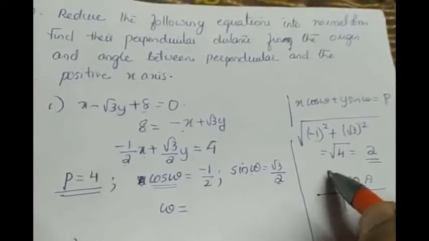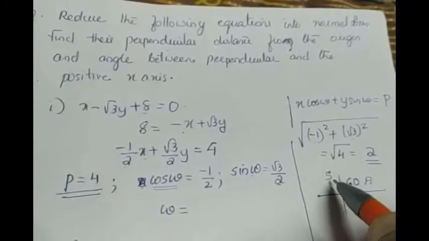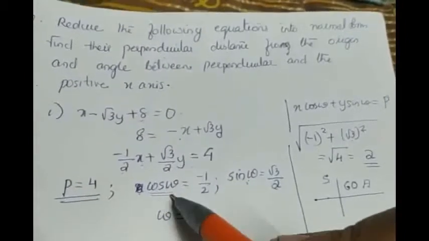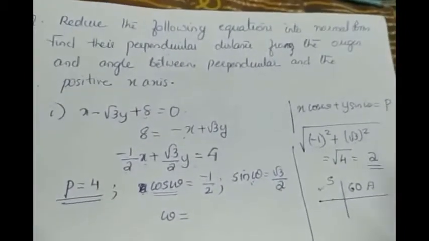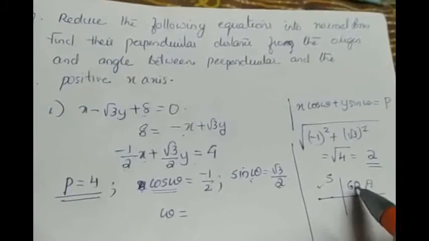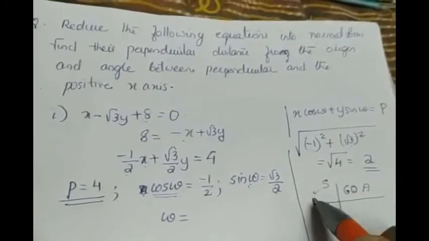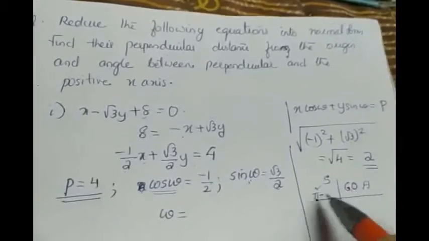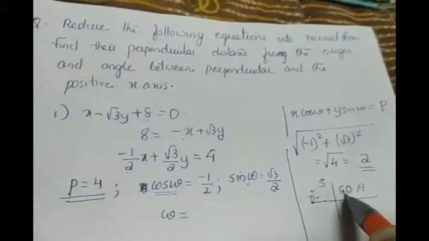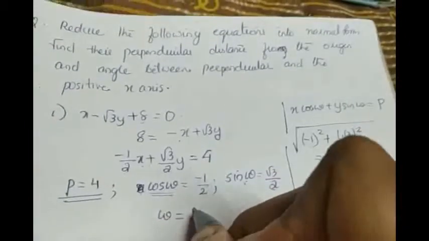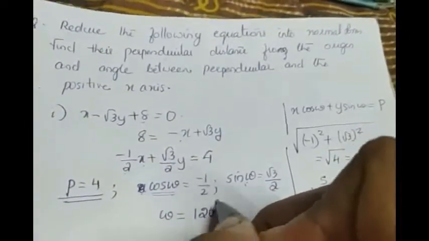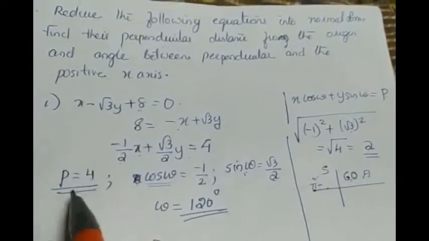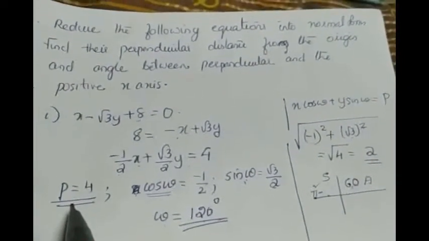In the second quadrant, sin is positive and all other 5 trigonometric functions are negative. And we need the condition sin is positive, cos is negative. So we can take the second quadrant. How to make an angle in the first quadrant to the second quadrant? The value is pi minus this angle, that is 180 minus 60, which gives you 120. So the value of omega is 120 degrees and P is equal to 4.